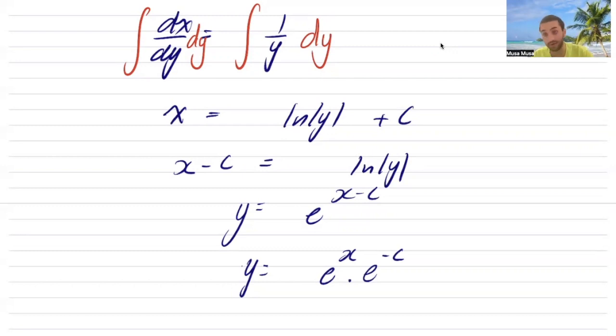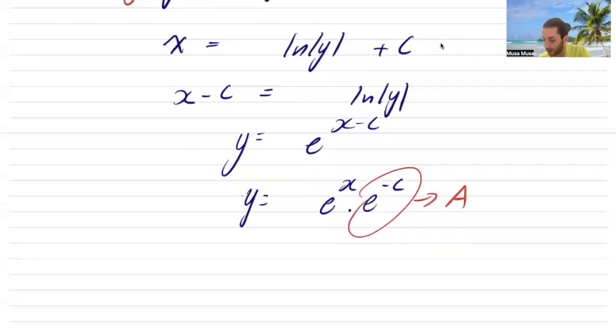Isn't e to the power of negative c also another constant that you could just evaluate? Like in the end, let's say you found c to equal 3. You would just write it as e to the minus 3. My point is there's no point in writing it now with e to the minus c. You may as well just make this a new constant a, and then say y equals a e to the x.